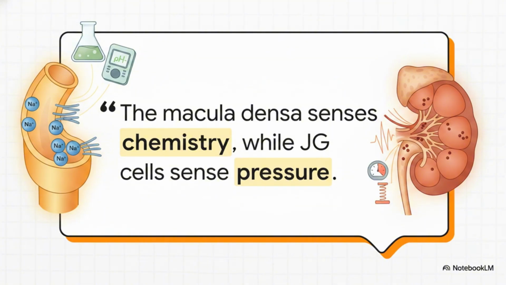The macula densa is your chemist, checking the sodium levels. The JG cells are your pressure gauges, feeling the stretch of the blood vessels. Master this distinct anatomy, and you will understand exactly how the kidney performs these physiological miracles. But consider this before our next explainer. What happens to your entire cardiovascular system when this delicate microscopic pressure sensor malfunctions during chronic hypertension? Keep studying hard, and we'll explore that next time.